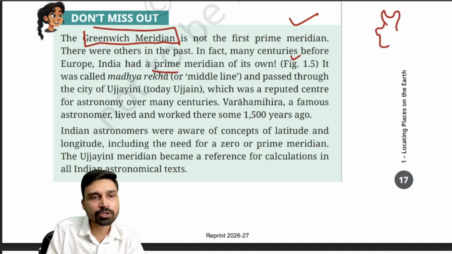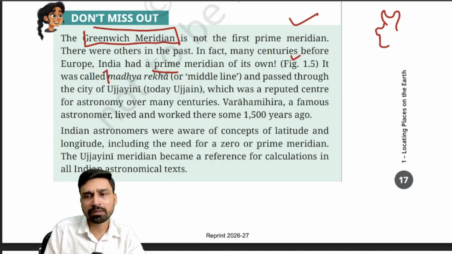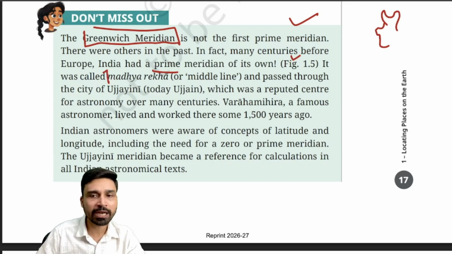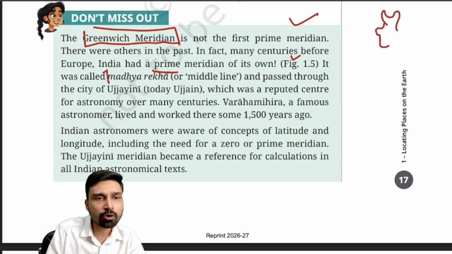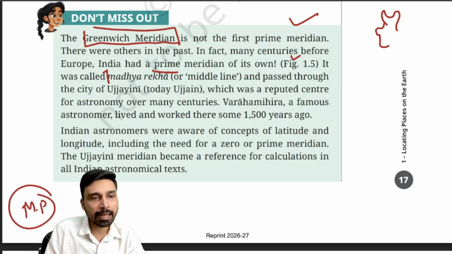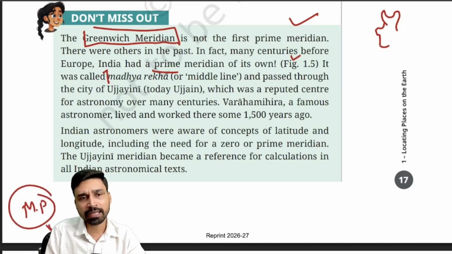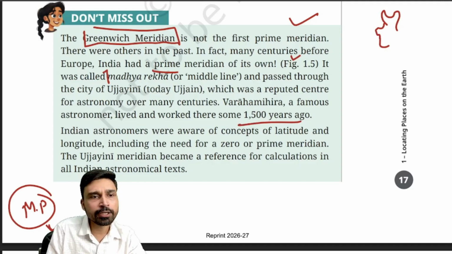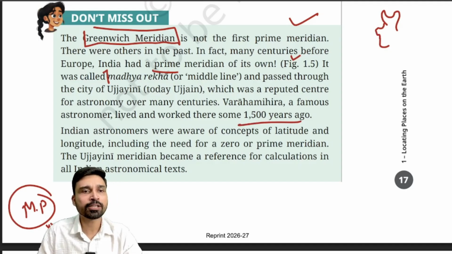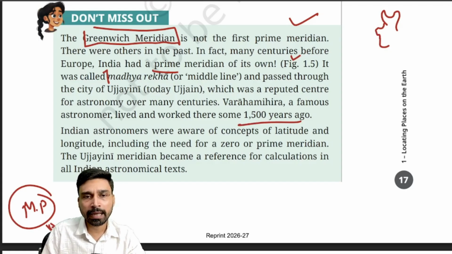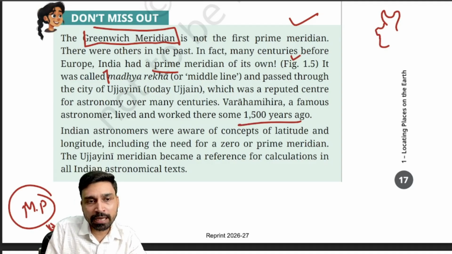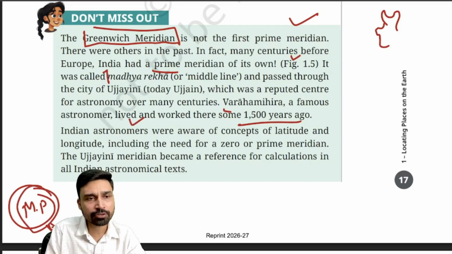That prime meridian was called Madhya Rekha, because it was the central line, the middle line, passing through the city of Ujjaini. Ujjaini was the name of the city; today it is called Ujjain, and it is located in the state of Madhya Pradesh. In the early times, roughly 1500 years ago, it used to be a very important center for astronomy in India. You would have heard of the very famous Indian astronomer Varahamihira. He used to live and work in Ujjaini, in the state of Madhya Pradesh.